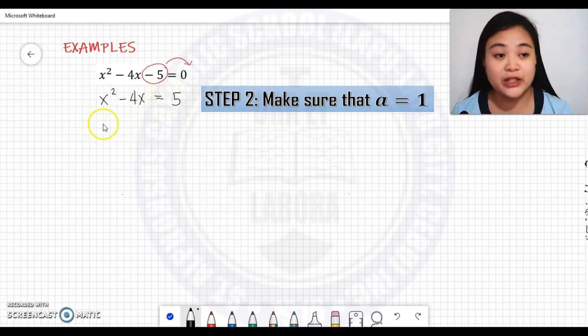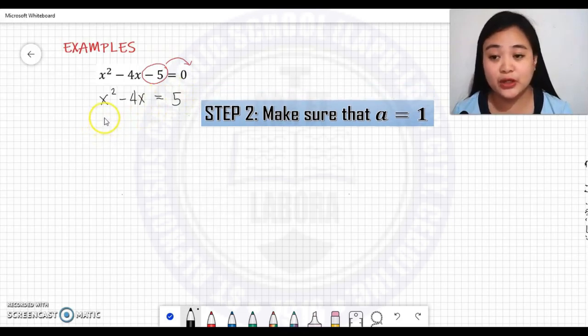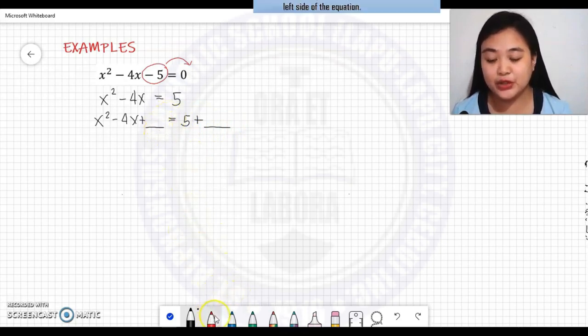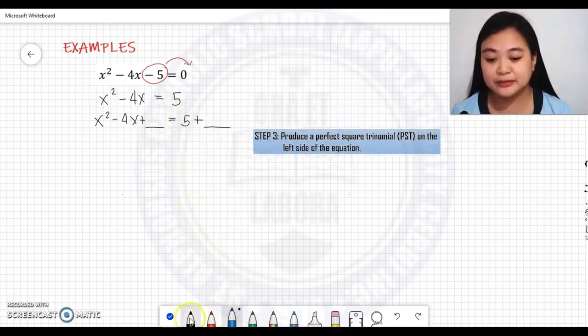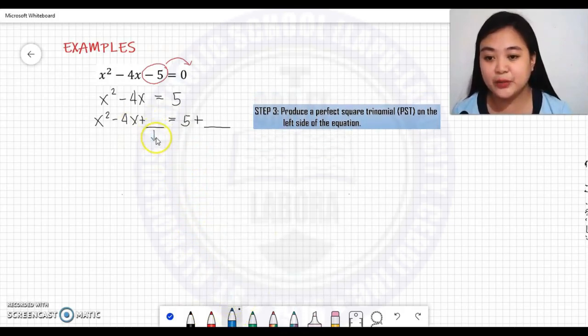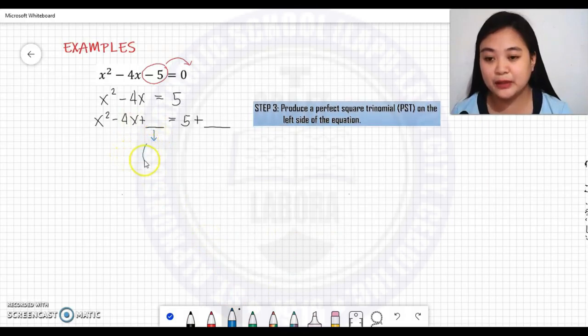Now, we already know this one. Make this equation a perfect square trinomial. How? We're going to look for the third term. So, what would be the third term of this trinomial? In solving the third term, we're going to use this formula.